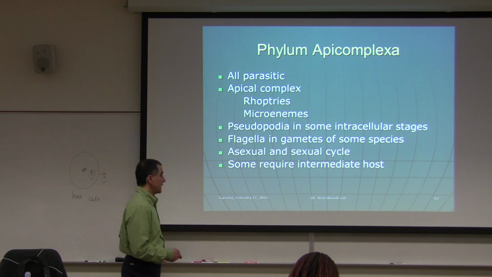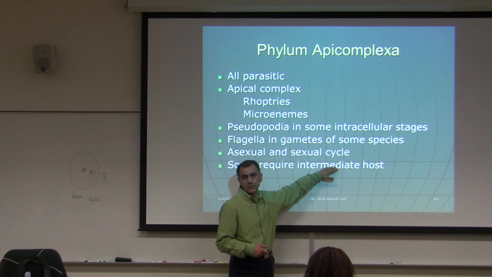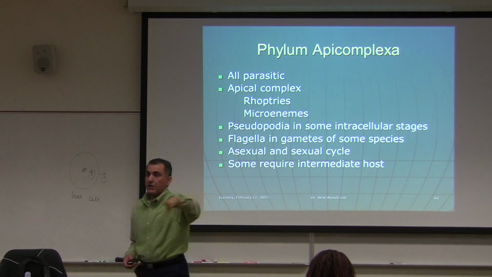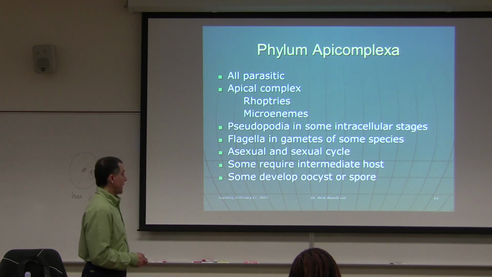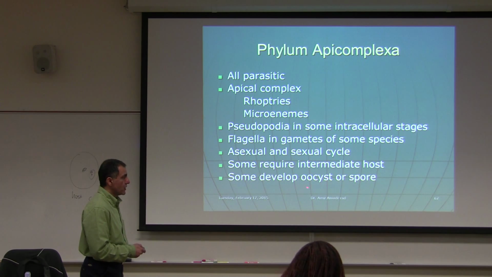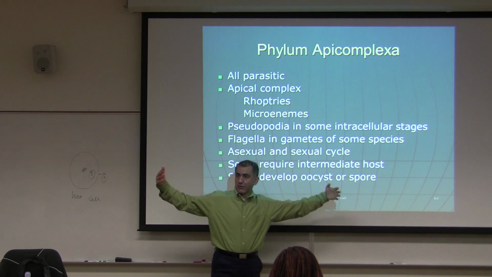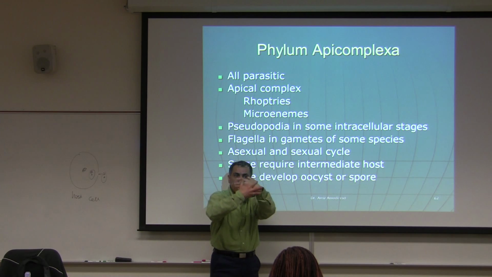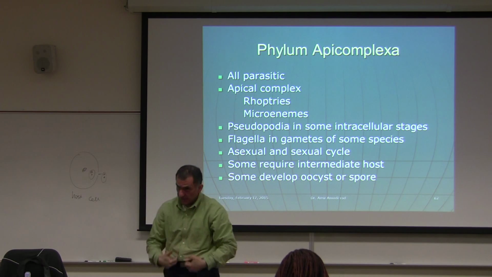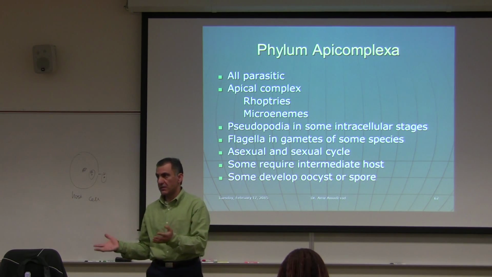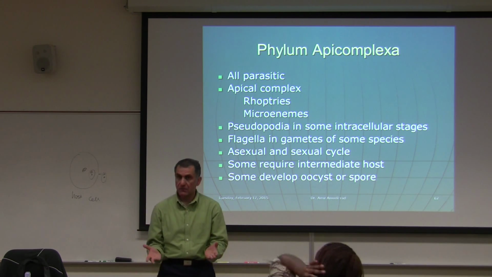Okay, so intermediate host pretty much means where asexual reproduction occurs. Where the sexual reproduction occurs, they call it final host. Some develop oocysts or spores, and I will talk about that. Oocyst is equivalent to zygote, when microgamete and macrogamete come together and form the oocyst. Sometimes the oocyst is in the feces, it depends on the parasite. Sometimes it's inside the mosquito gut in case of malaria.